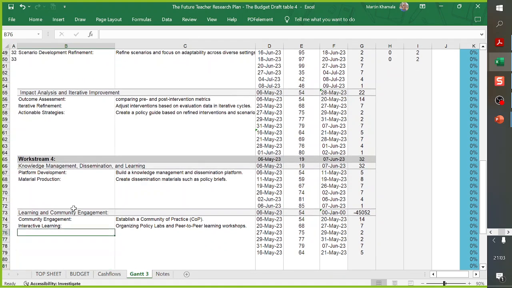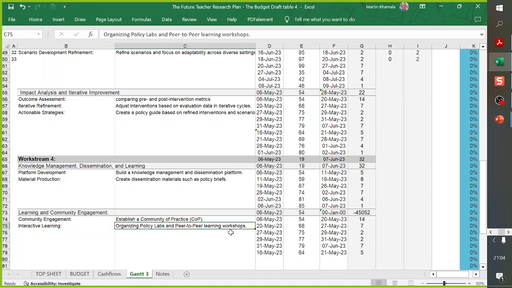And then we have the second part of work stream 4, which is the learning and community engagement component, where we look at community engagement. Here we're trying to establish communities of practice, and so we need to figure out how to do that. This is possibly what we'll be planning in work stream 1. And then here we have interactive learning, where the goal is to create situations where we have organizing policy labs and peer-to-peer learning workshops to create some kind of impact or engagement. And hopefully the community itself will own the products that we're producing.